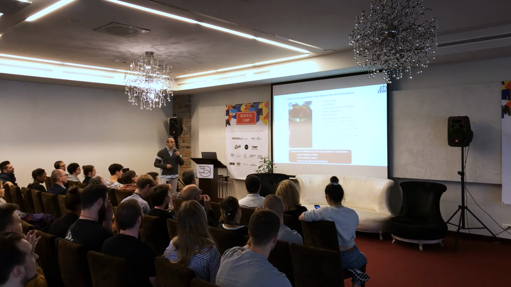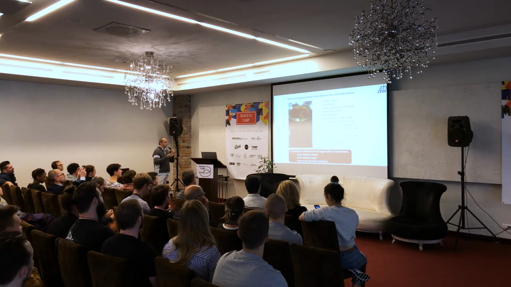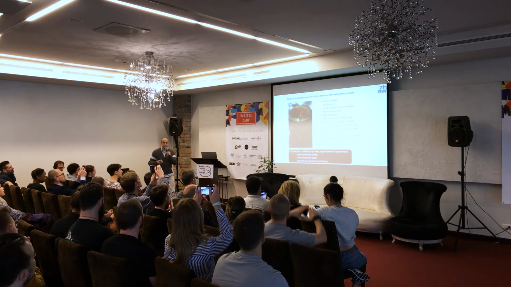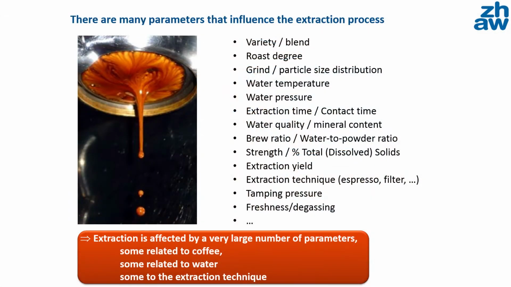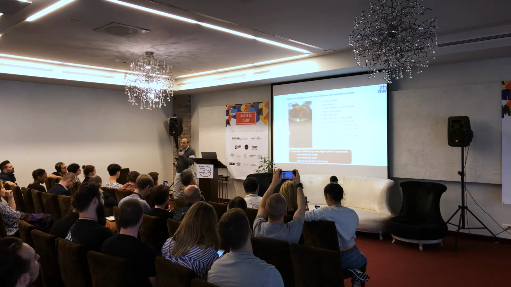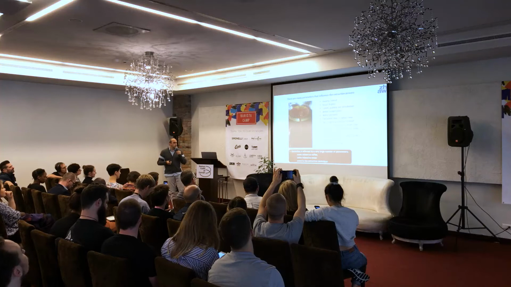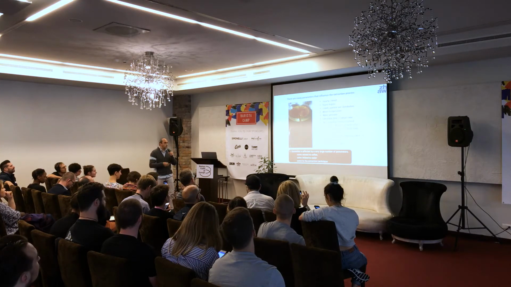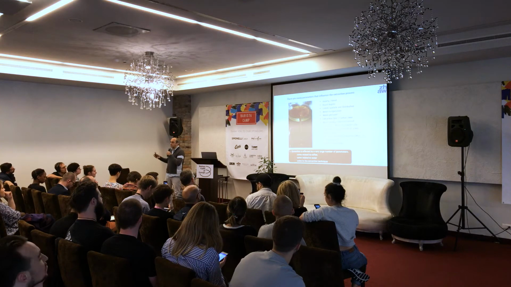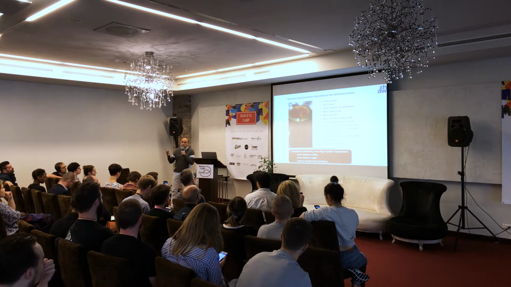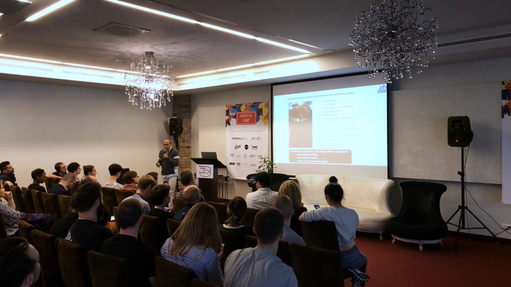So I'd like to start with extraction. When you look into extraction, there are of course a lot of different parameters that will affect your process. It's not just yield and strength, it's many other things. It's temperature, it's grinding, and the list can go on and on. And that's where the problem comes. When you look at that, you don't really know how to attack this issue. Some of these properties are related to the coffee, others to the water, and some to the technique. If you consider extraction, espresso or filter extraction are very different.